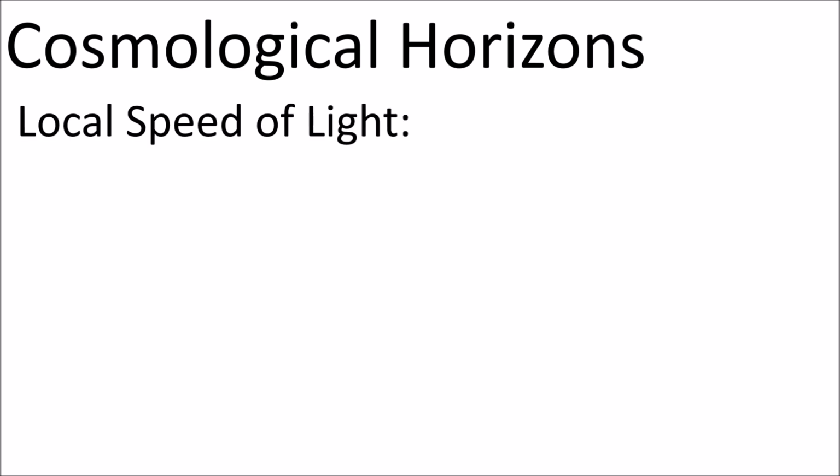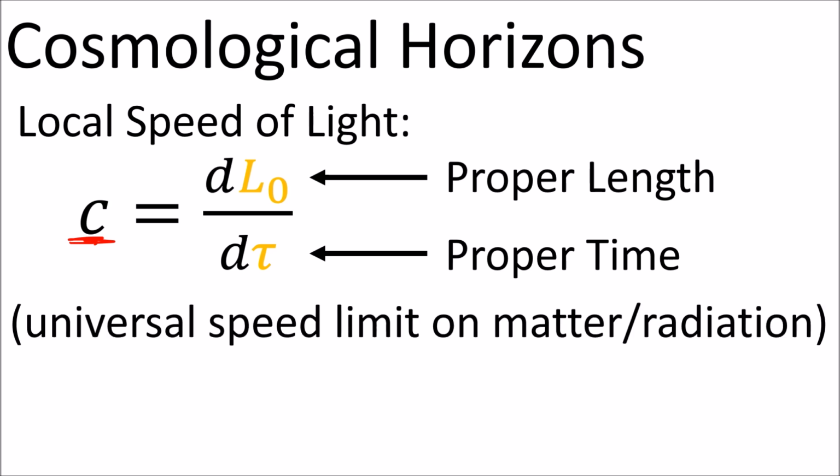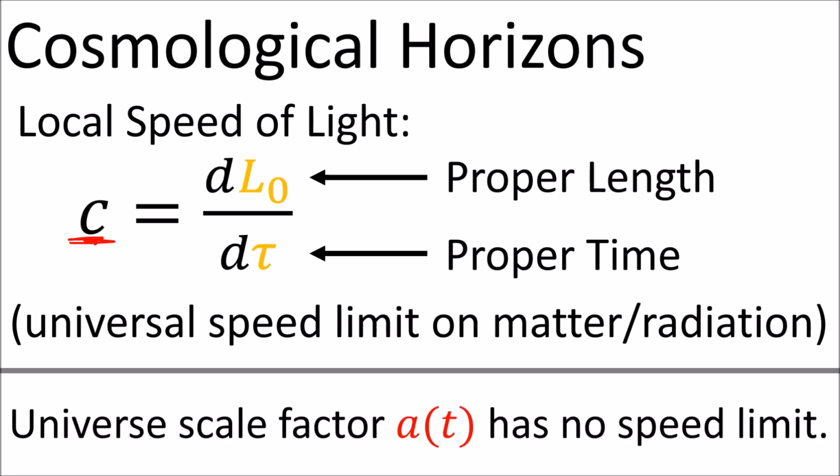One other topic I'll cover is the concept of cosmological horizons. We already know that the local speed of light is always equal to c everywhere in spacetime. This is the founding idea behind special relativity, and it acts as a universal speed limit for all matter and radiation in the universe. But the universe's scale factor, a(t), does not have any kind of speed limit, and the universe can expand faster than a rate of c.